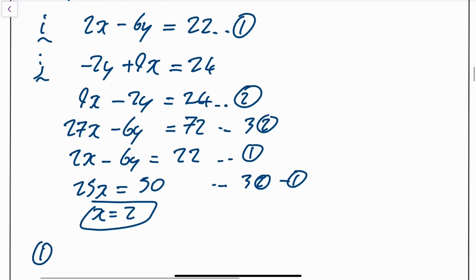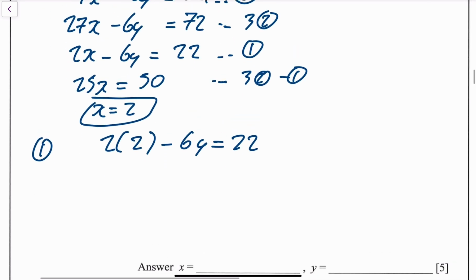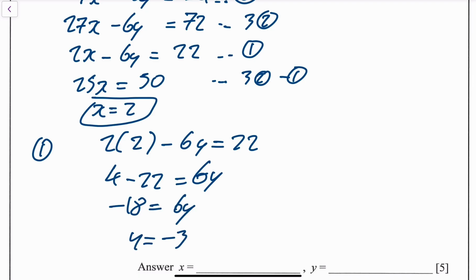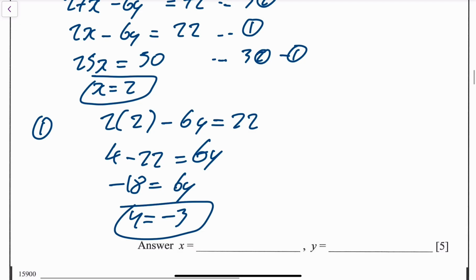Sub that into equation 1. So you're going to have 2 times 2 minus 6y is equal to 22, which means a wee bit of rearranging. That's going to be 4 minus 22 is equal to just 6y, or minus 18 is equal to 6y, or my y is equal to minus 3. So there's my x was 2, my y was minus 3.